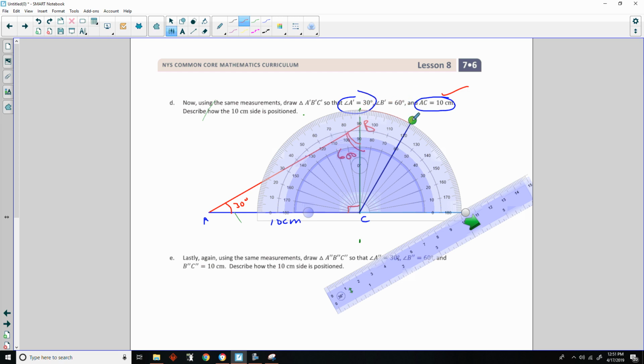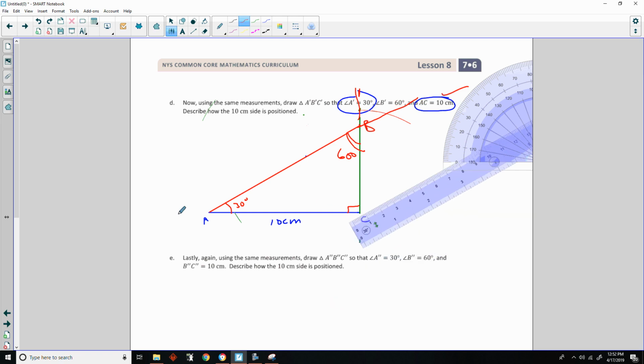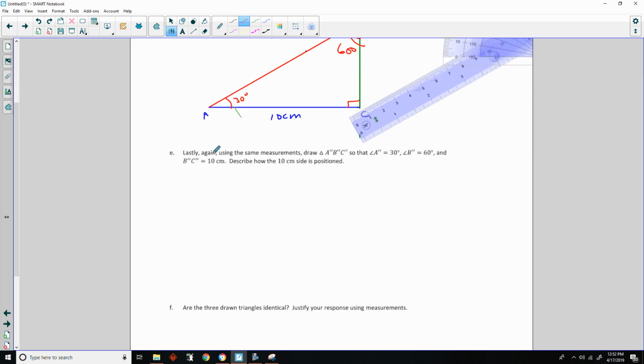Okay, so then I could have taken my protractor and found 90 and put a mark here, and then drawn a line segment from C up to here and found their intersection point if I had drawn the red line longer and the green one longer. Okay? All right, so part E says, lastly, again, using the same measurements, draw a triangle A double prime B double prime C double prime so that A double prime is 30, B double prime is 60, and B double prime C double prime equals 10 centimeters. Describe how the 10 centimeter side is positioned.